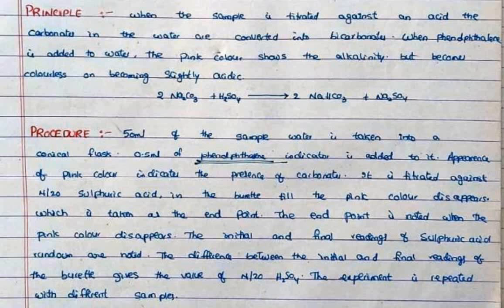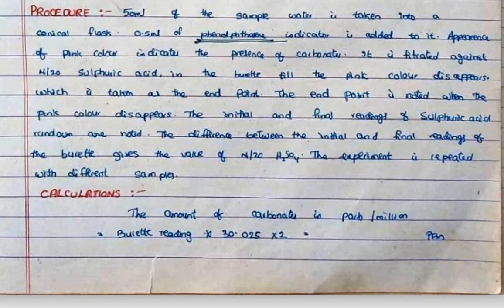Procedure: 50 ml of the sample water is taken into a conical flask. 0.5 ml of phenolphthalein indicator is added to it. Appearance of pink color indicates the presence of carbonates. It is titrated against N/20 sulfuric acid in the burette till the pink color disappears, which is taken as the end point. The end point is noted when the pink color disappears. The initial and final readings of the burette are noted. The difference gives the value of N/20 sulfuric acid. This is repeated with different samples.